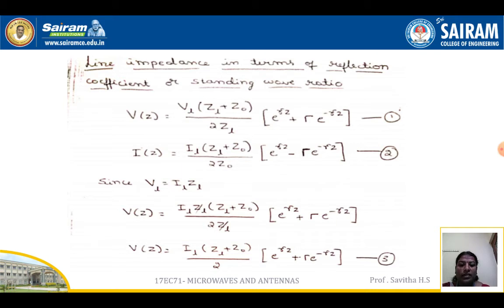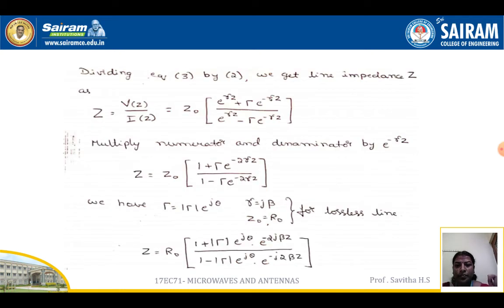Here the ZL term will get cancelled. So V of z is equal to IL by 2, times (ZL plus Z naught), times e to the power of gamma z plus gamma e to the power of minus gamma z. Dividing equation 3 by 2, we get the line impedance. So Z is equal to V of z by I of z, which is Z naught times e to the power of gamma z plus reflection coefficient e to the power of minus gamma z, divided by e to the power of gamma z minus reflection coefficient e to the power of minus gamma z.